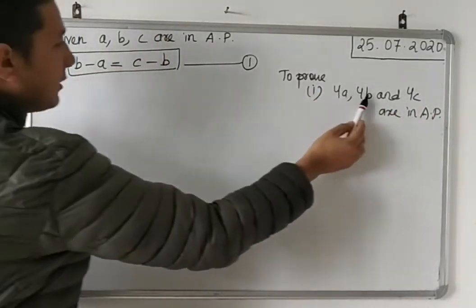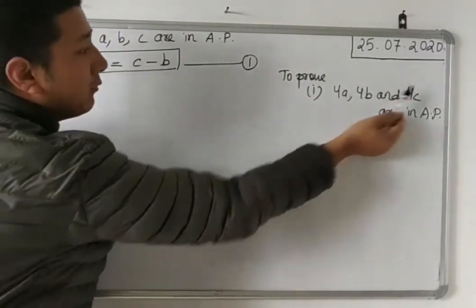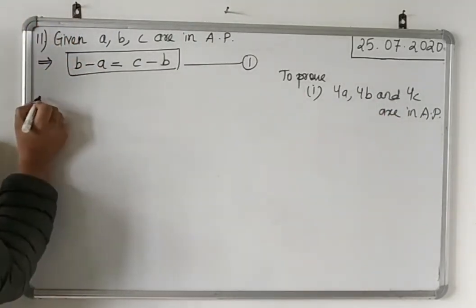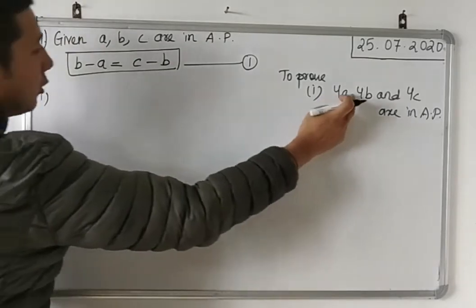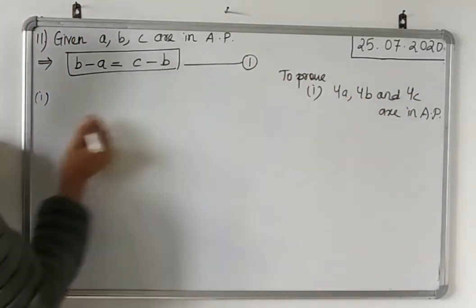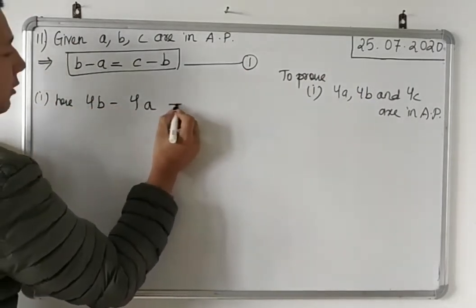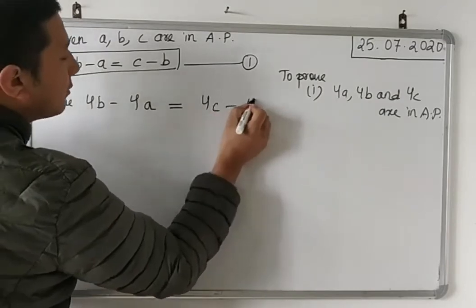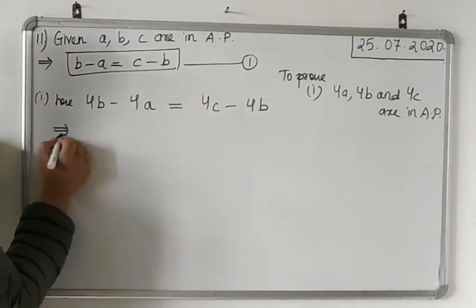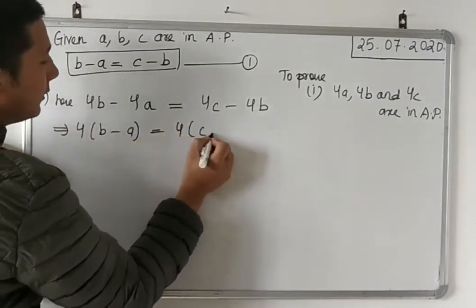Now if these three numbers are also in AP, the common difference has to be same. So let us check the common difference whether they are same or not. Okay, so this is number 1. In order to check this sequence is in AP, we'll check their common difference. Here 4b minus 4a should be equals to 4c minus 4b. If they are equal, then they are in AP. Okay, so I can take 4 common, b minus a, 4 common, c minus b.